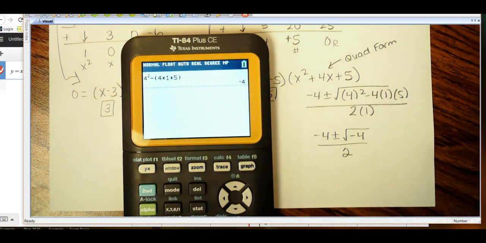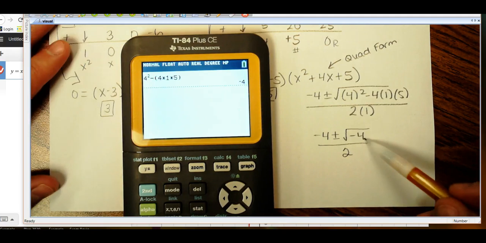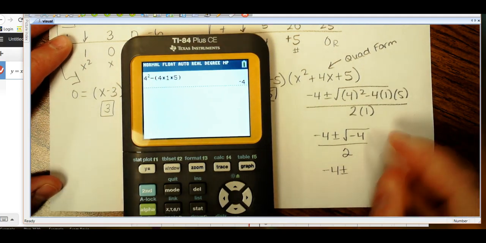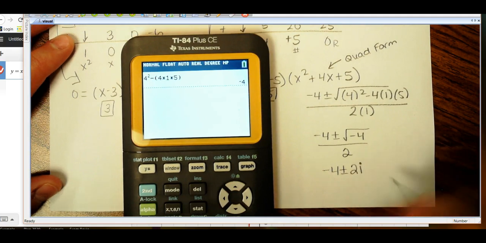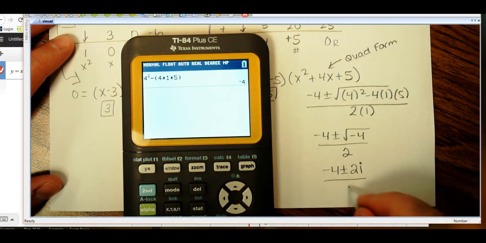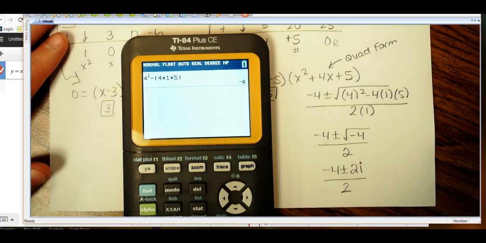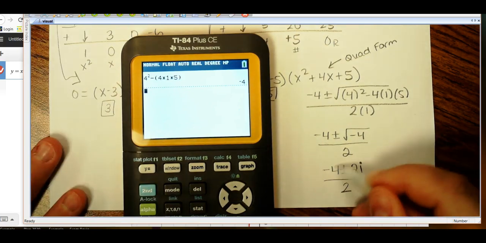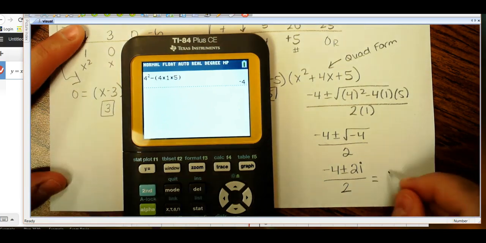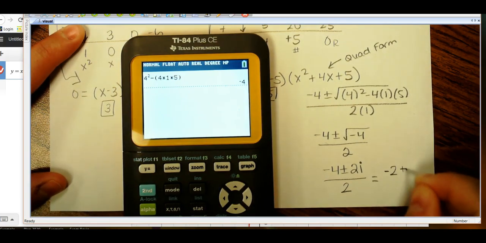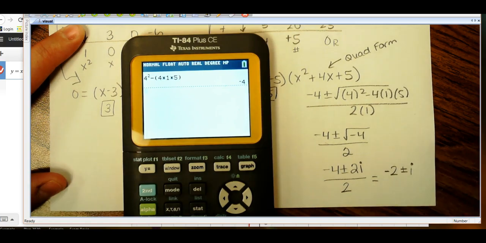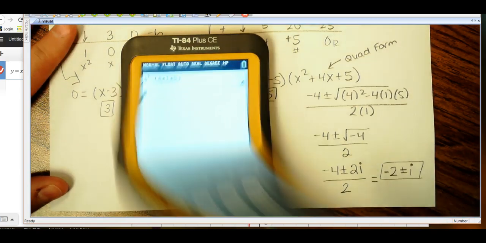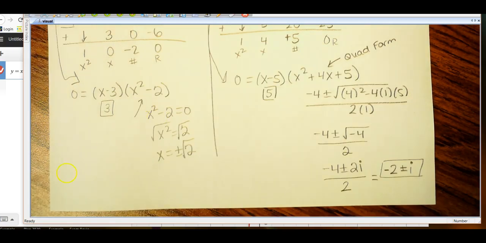Now, this particular case happens to be nice because this is a perfect square in imaginary land. The square root of -4 is 2i, so I just have -4 plus or minus 2i over 2. Now, I don't have any radical left here, but all these numbers are divisible by 2, so you go ahead and reduce that. This is going to be -2 plus or minus just a plain i, and those are going to be your other two answers. And they're imaginary, which is why we weren't able to see them on the graph.